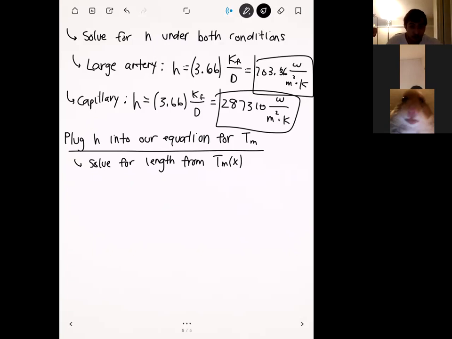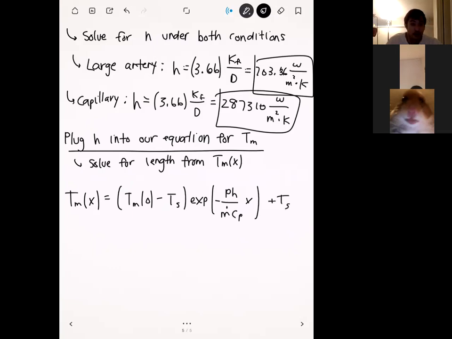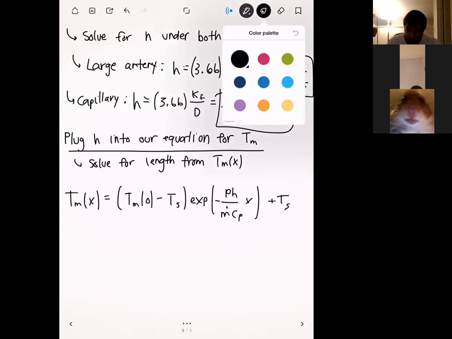All right. And so for a case of constant surface temperature, we have the following equations. We have Tm of x is equal to Tm of 0 minus Ts times exponential of minus pH divided by m dot Cp times x, plus Ts. Okay. Right. And so this is our equation for Tm that we had from a previous lecture.